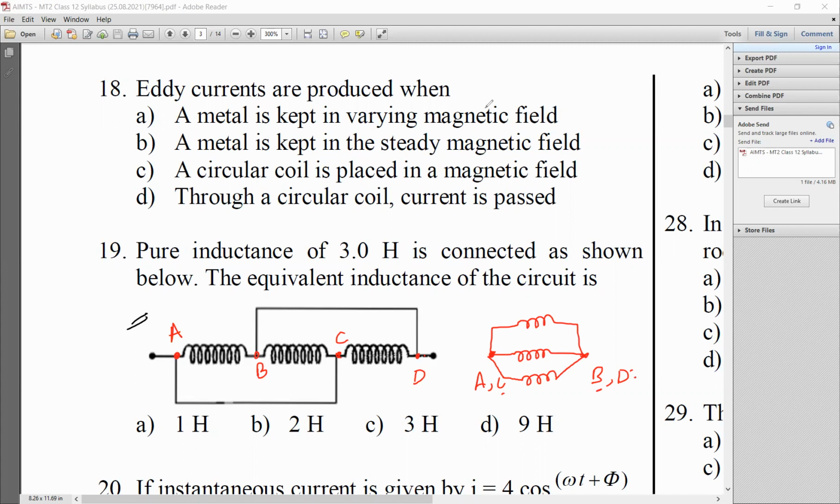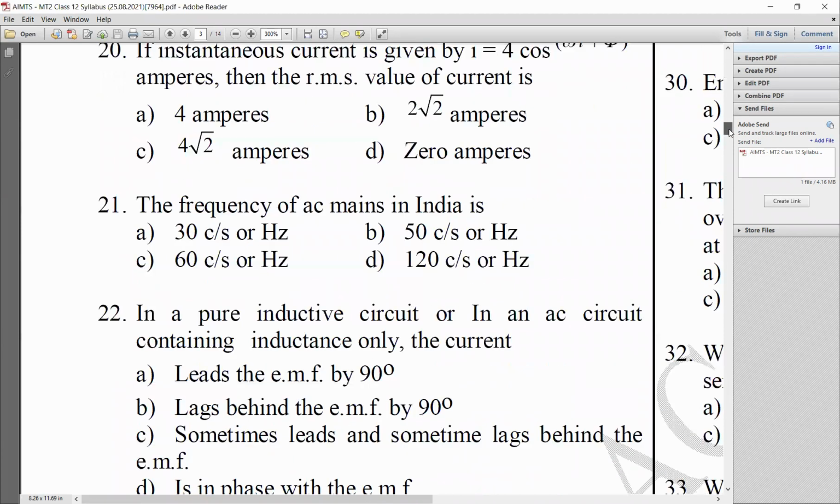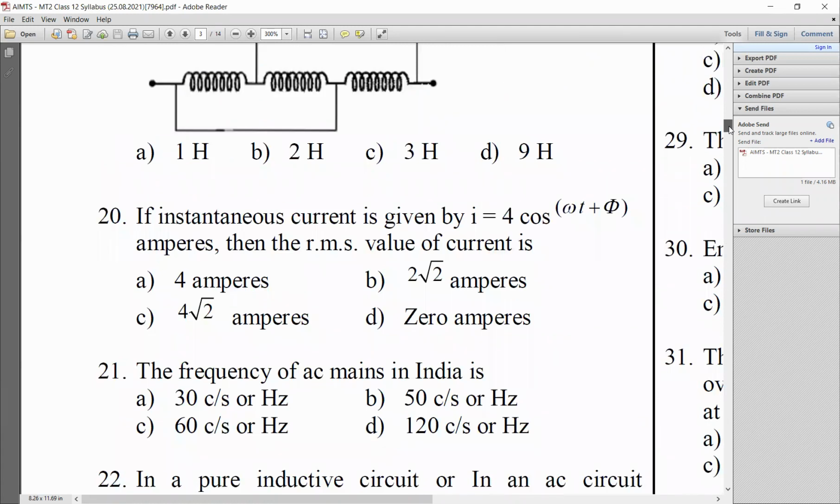Question number 20. What is given? The instantaneous current, 4 cos omega t plus 5 ampere. Then the RMS value of the current. I_RMS is I naught by root 2. Peak is 4, so 4 by root 2, that means 2 root 2. Okay.